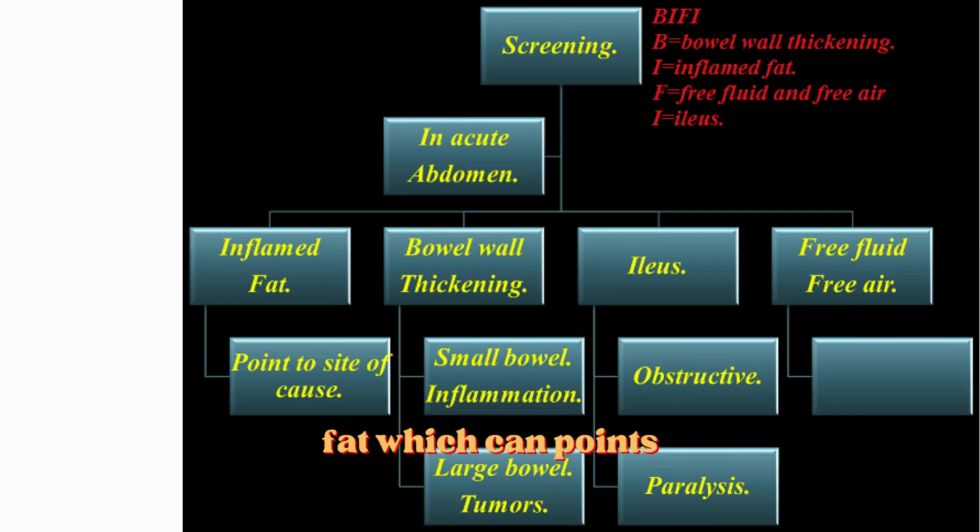Inflamed fat can point to the site of the lesion, while bowel thickening, if seen in the small bowel, probably will be inflammation, while if it is in the large bowel, it will be mostly tumors. The ileus could be obstructive or paralytic, while presence of free air or free fluid points towards perforation.